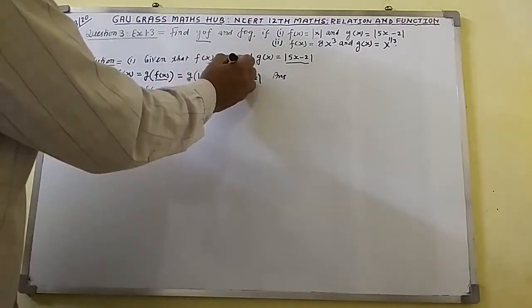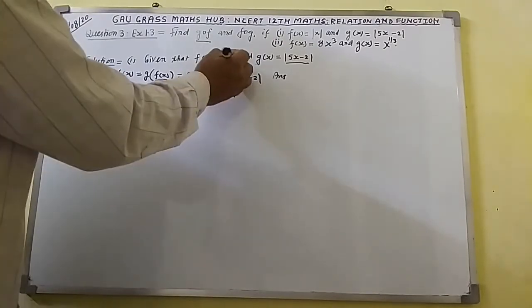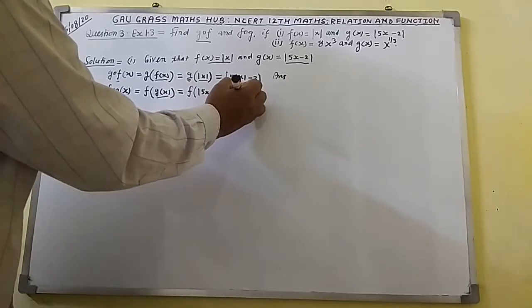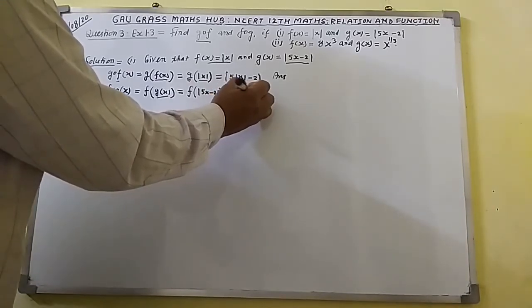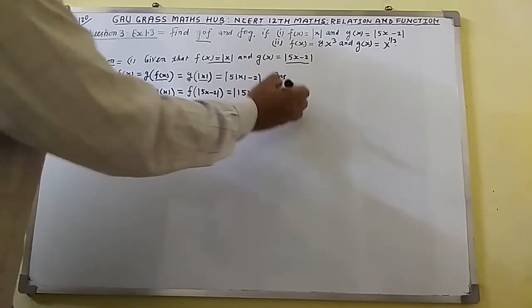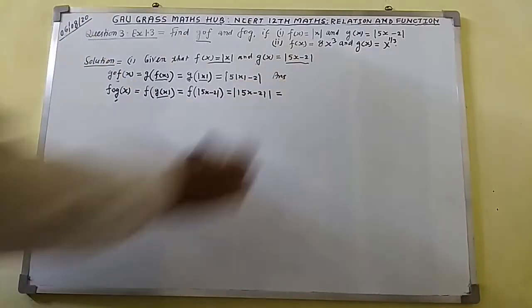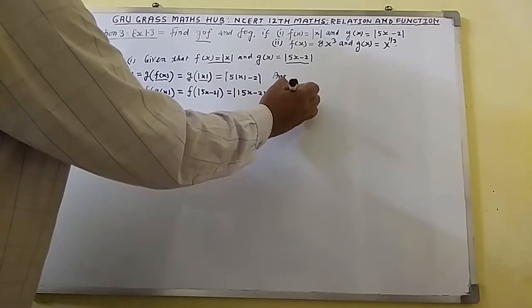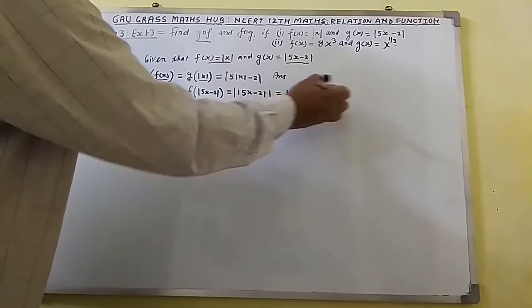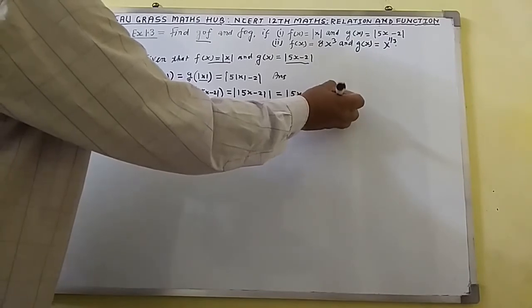So here you will write mod. In place of x, we shall write |5x - 2|, with the mod outside. So this will become |5x - 2|. This will be the correct answer.